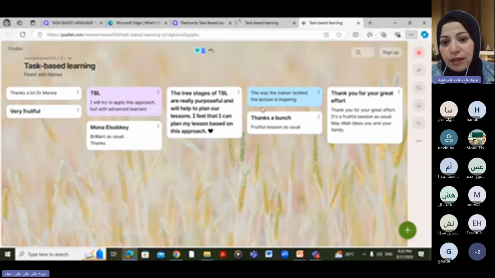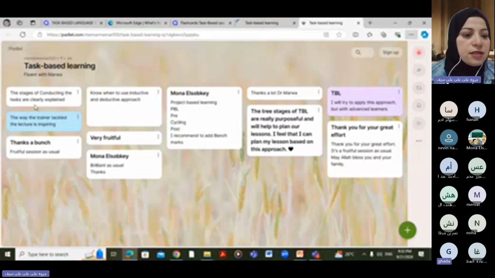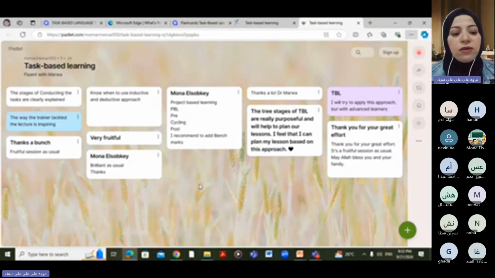The way the trainer tackled the lecture is inspiring. Thank you so much. So if you have anything to add, it's okay. Thank you for being here with me. Yeah, you are writing, so I'm waiting. So you are still writing. Okay, very good. Project-based learning, okay. The PBL, okay. I recommend to add benchmarks. Okay. Thank you so much. Our colleagues are still writing, which is really amazing. I'm waiting for you. The stages of conducting the tasks are clearly explained. Very good. Thank Allah.